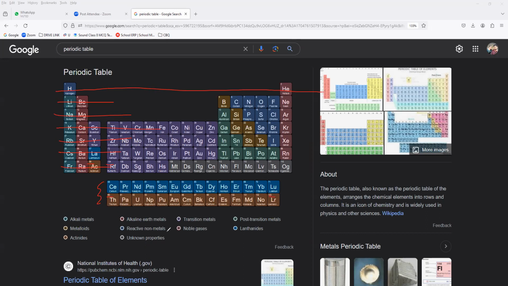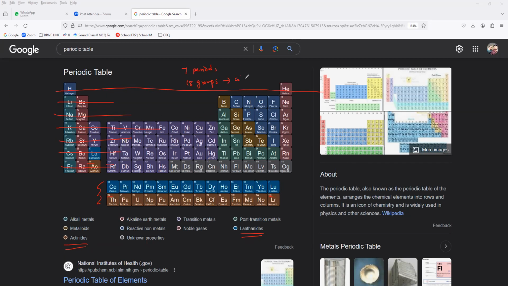So this is what we used to call lanthanoids and actinoids, as you can notice here. That is not required now, I'm saying. So basically this is our periodic table. Totally we have seven periods and 18 groups. That is what we used to say.